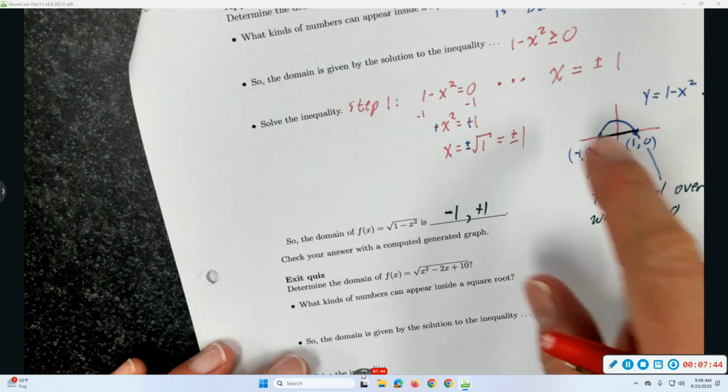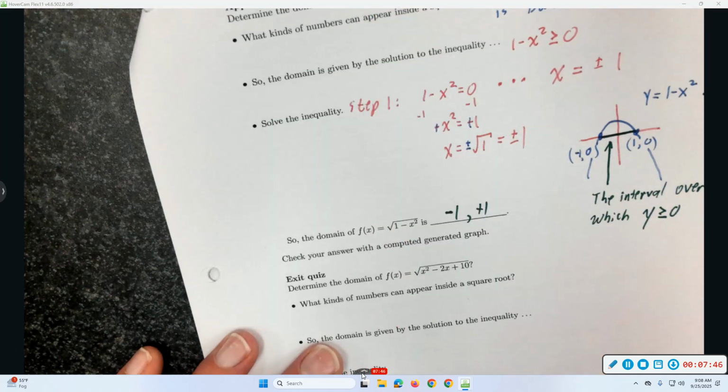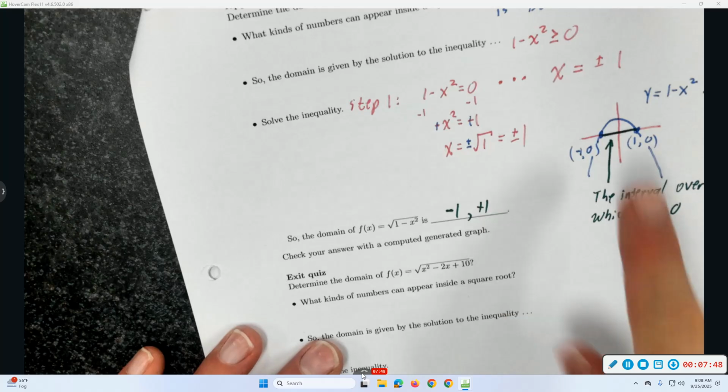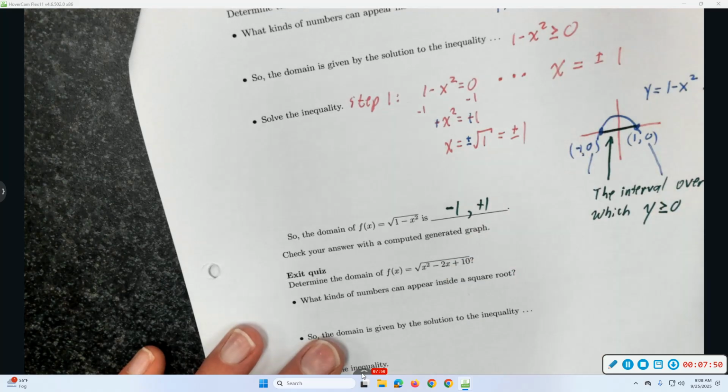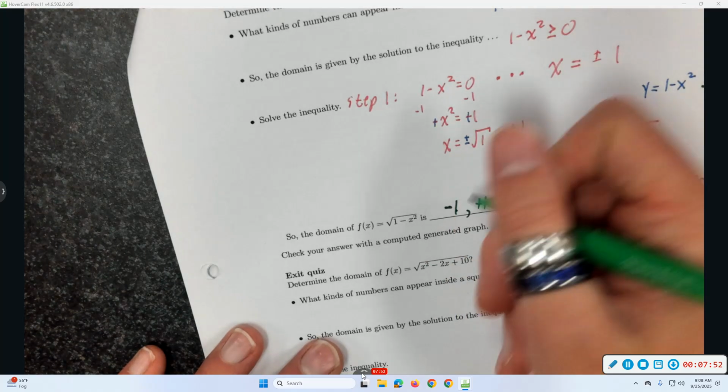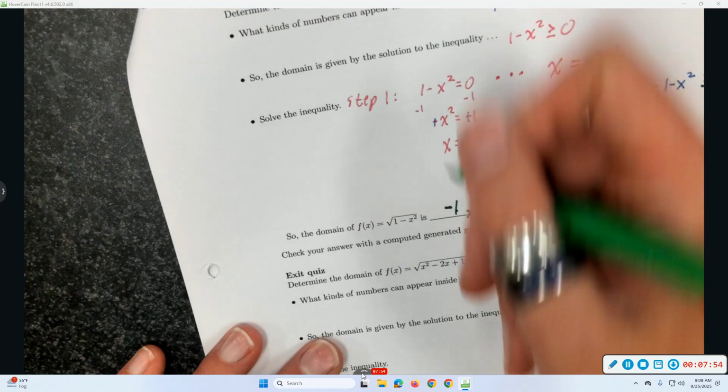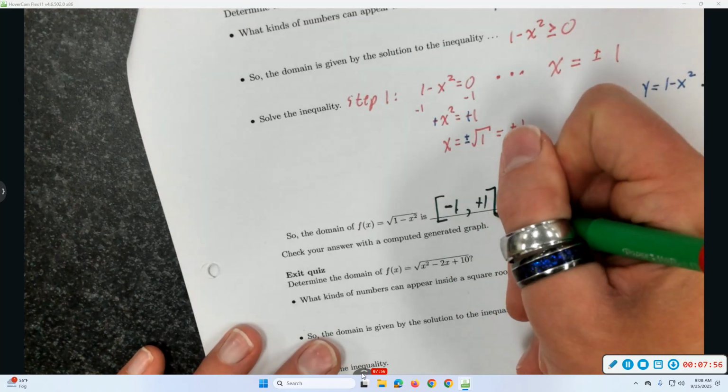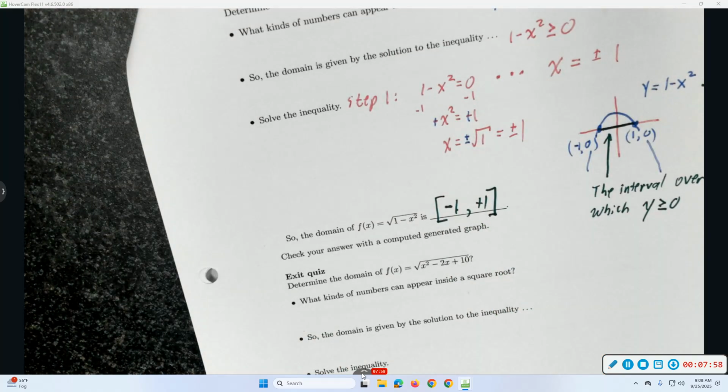Why include? When you plug in 0 to a square root, it still gives an answer. So the thing under the square root is allowed to be 0. So there's a bigger than or equal to. If I plug in -1, this is 0, square root of 0 is 0. And same thing with +1. Feel pretty good?